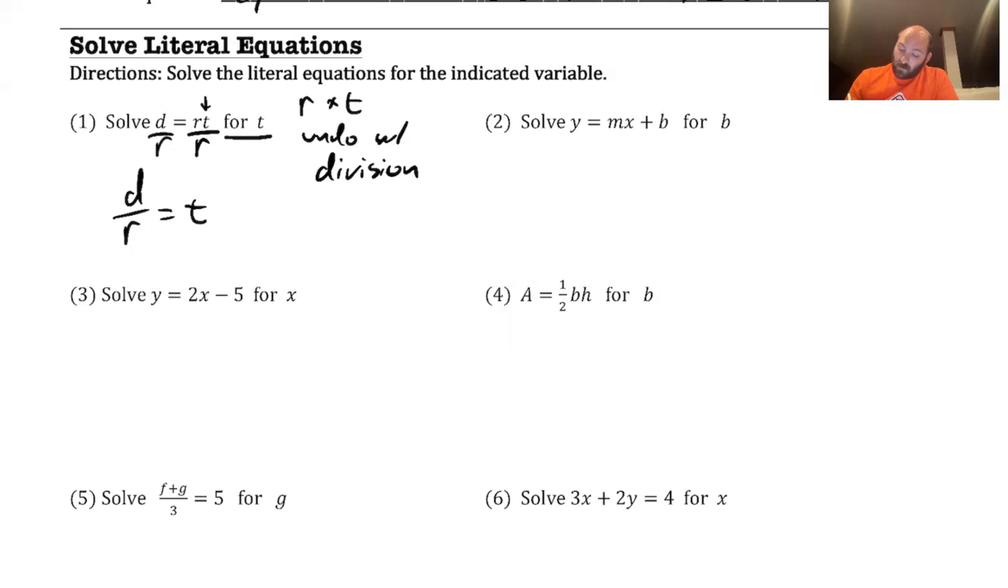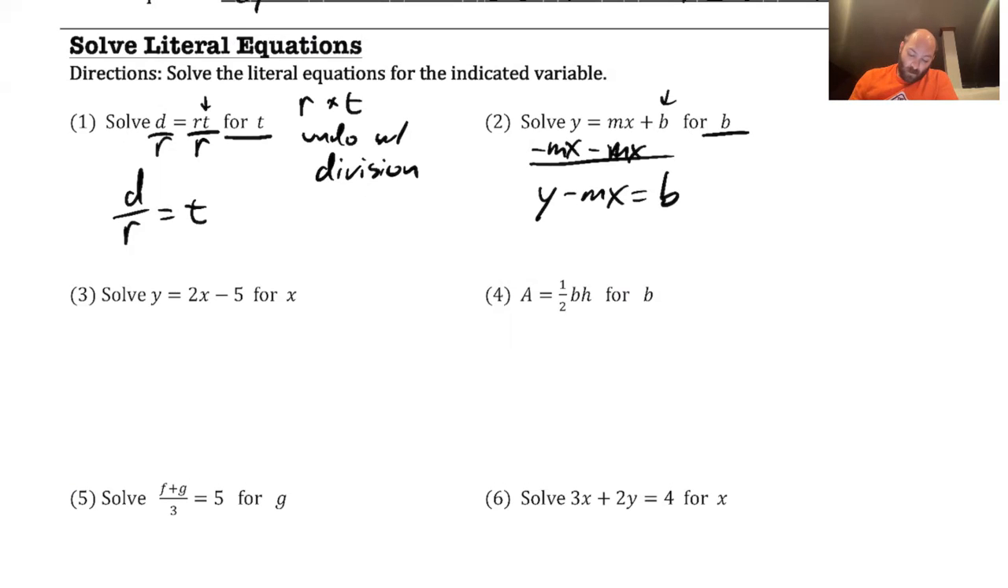So for number two, solve for B. B is by itself right here. We're adding B, so the only thing I need to do is subtract mx from both sides. I don't want to divide by m. If I said I want to solve for something different, maybe I would, but not right now. All I'm going to do is y minus mx equals b.